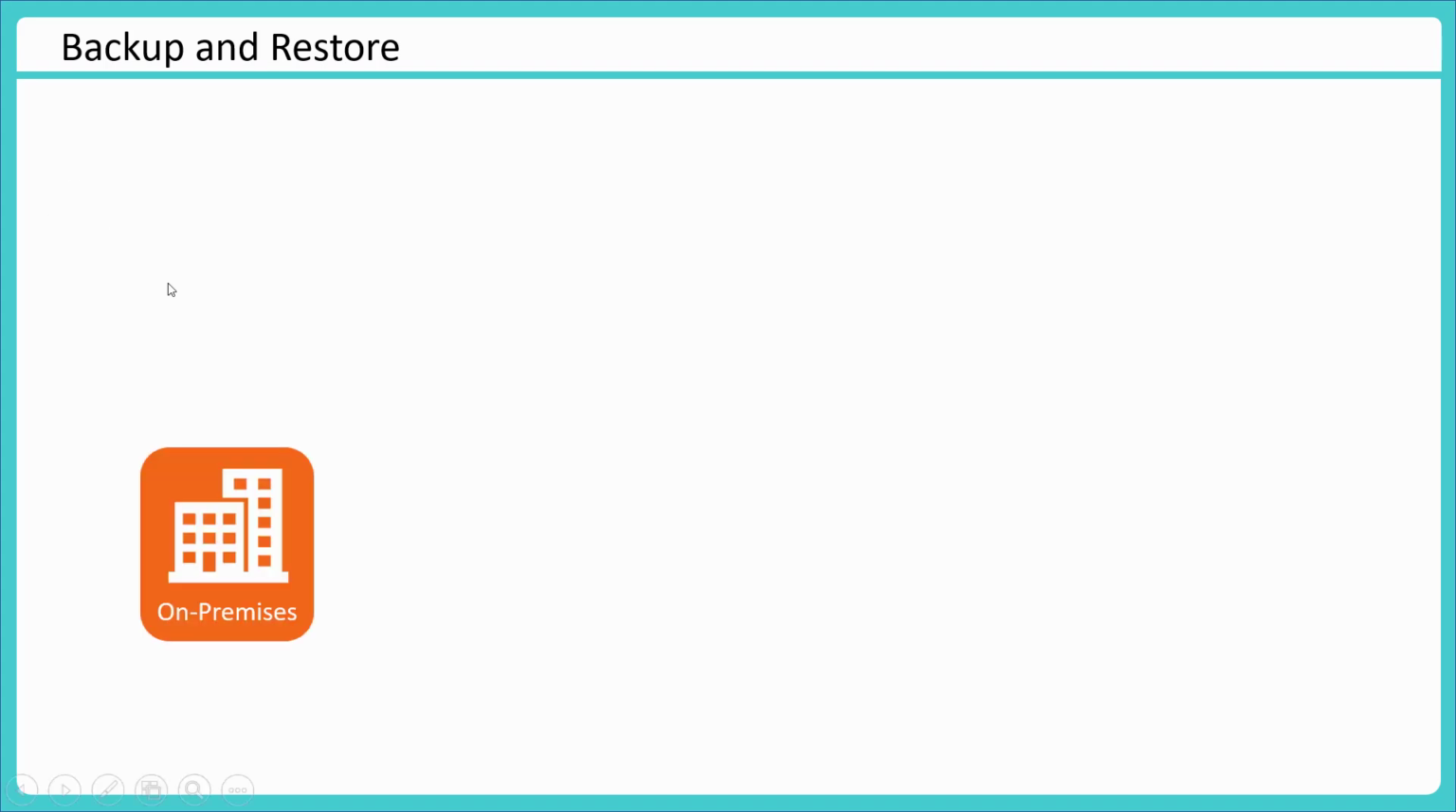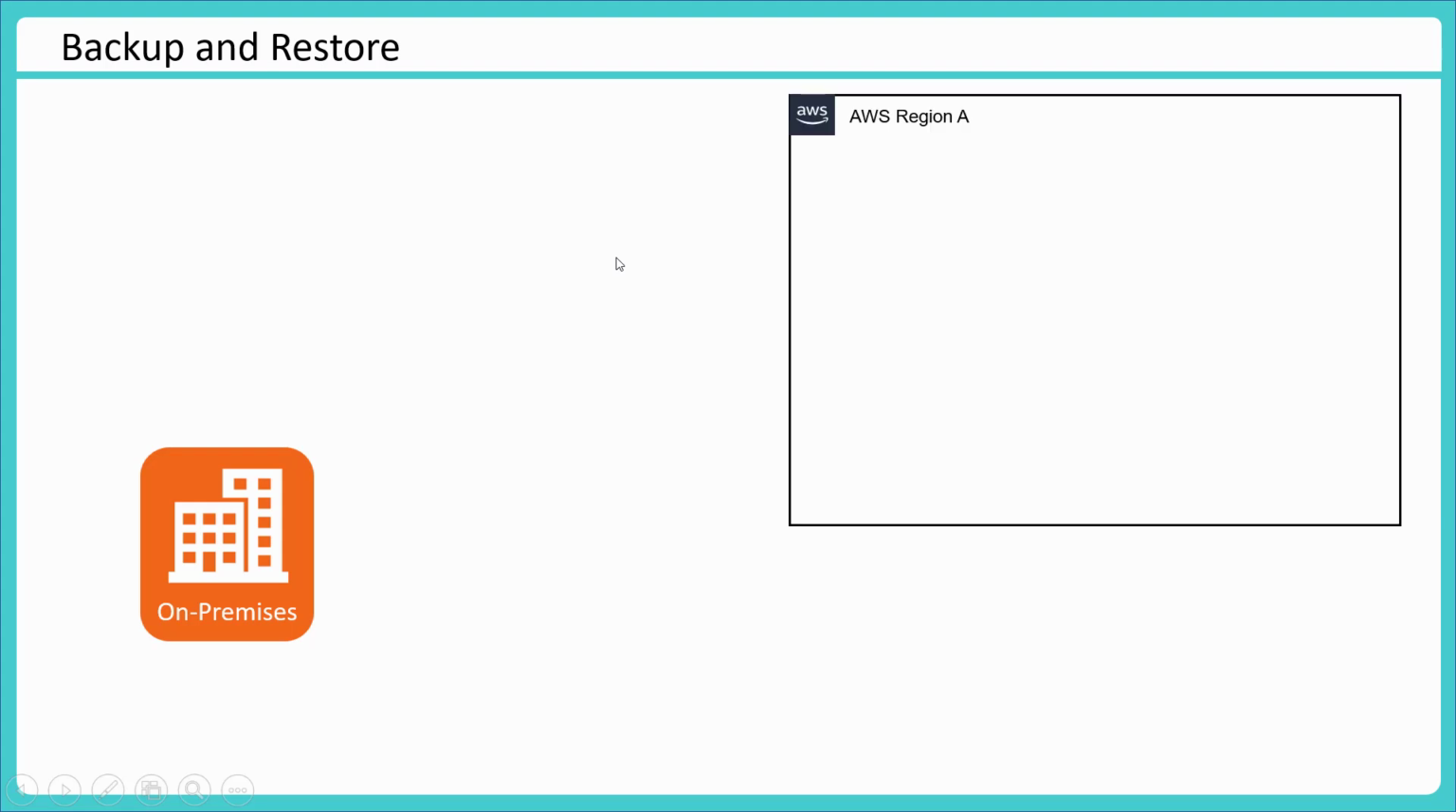If I'm focusing on an AWS environment, we can say, okay, I have an on-prem environment and I want to take a backup, and in case something goes wrong with my on-prem environment, I want to recover it into an AWS region.